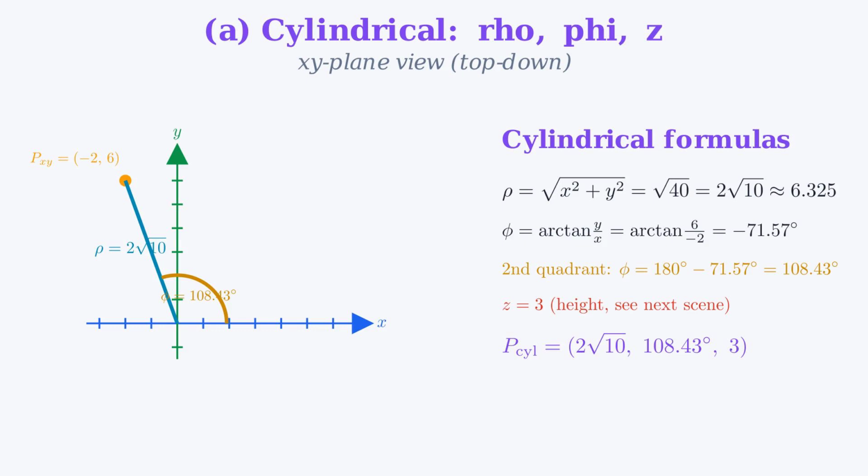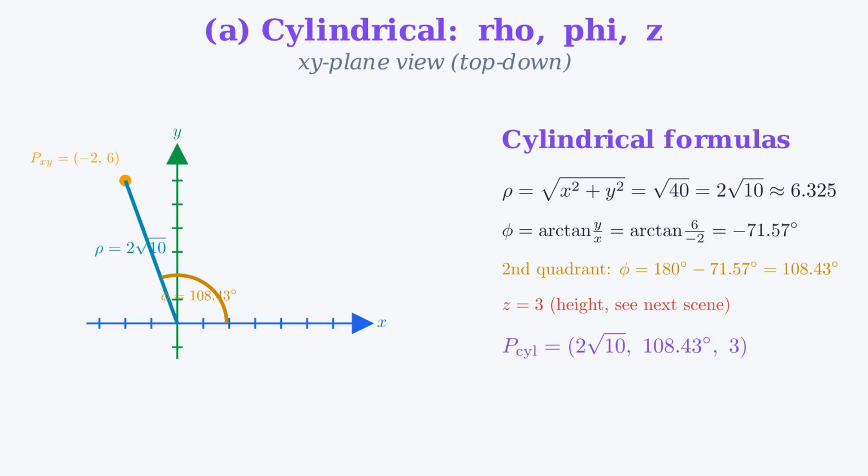Let's plug in. x is -2, y is 6. ρ equals the square root of (-2) squared, which is 4, plus 6 squared, which is 36, together 40 inside the root. The square root of 40 is 2 root 10, approximately 6.325.